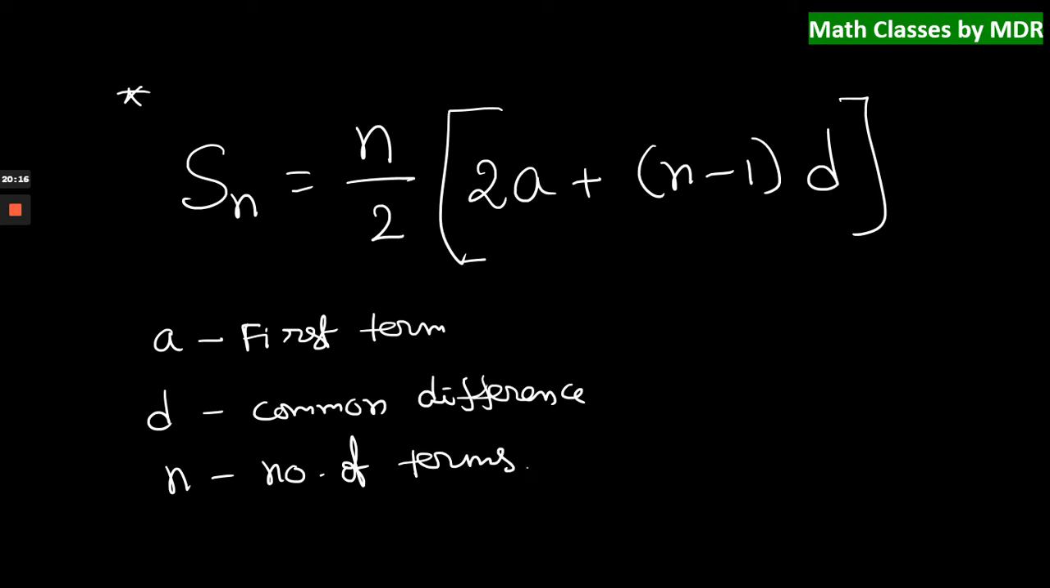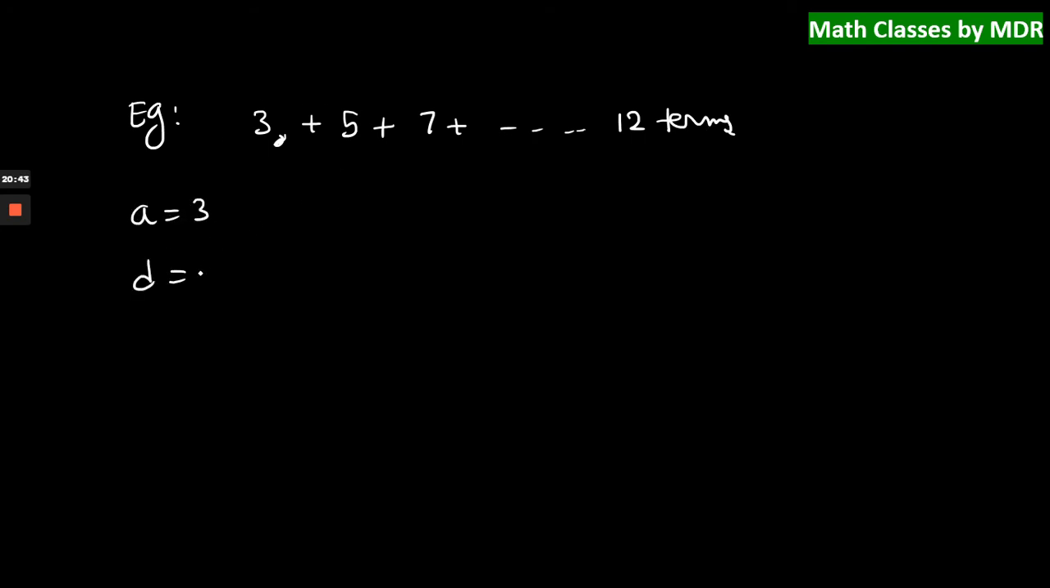Right? Can we try something here to find out the sum of n terms in the sequence? Let us take one example. Let us say we have 3 plus 5 plus 7 plus and so on up to 12 terms. So what is a here? a is 3. The common difference: 5 minus 3 is the common difference, 7 minus 5 is the common difference. d is 2.